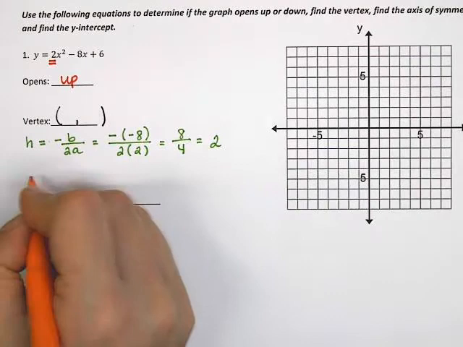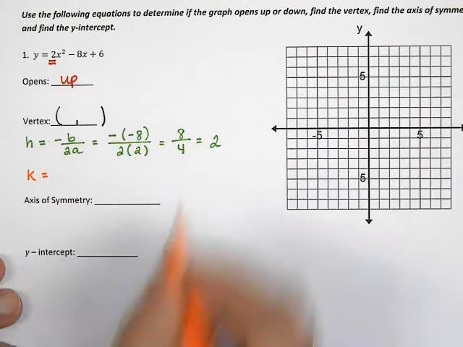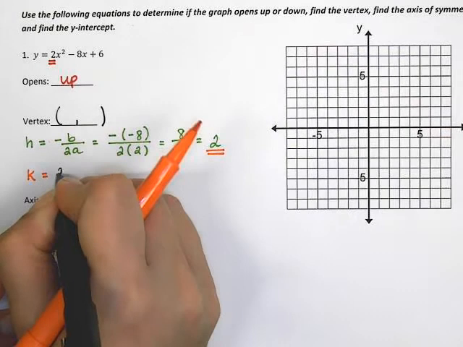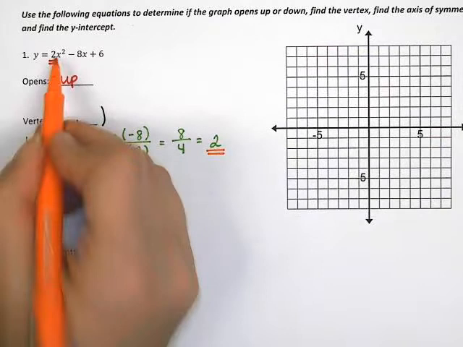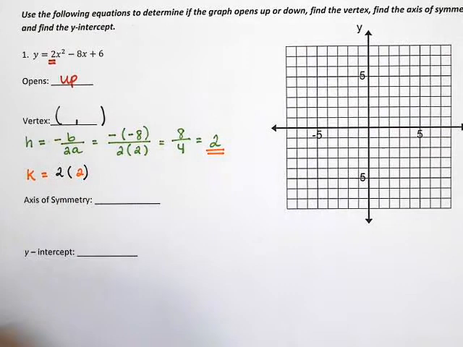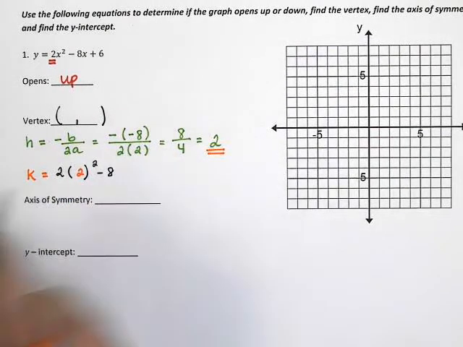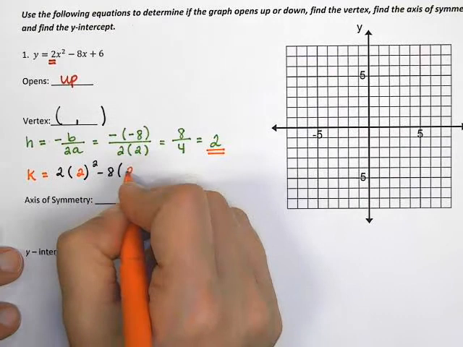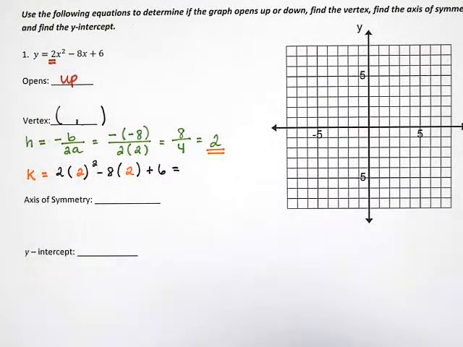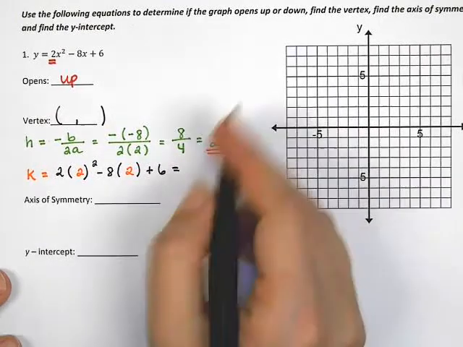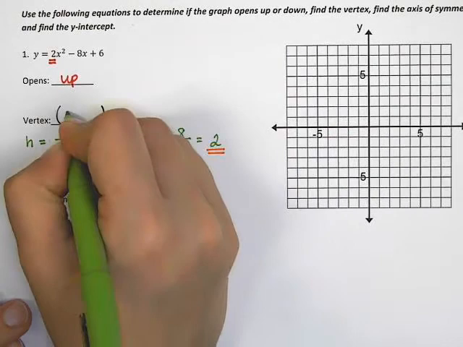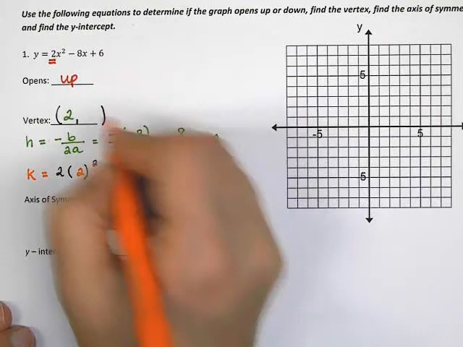Once you have your h, to figure out your k, you're just going to take this number and plug it into your equation. So you're going to have 2 parentheses, and instead of x, you're going to have 2, the number you just calculated, squared, minus 8, and instead of x, you're going to have 2, the number you just calculated, and then plus 6. So when I calculate that, I get negative 2. So my vertex would be located at 2, comma, negative 2.